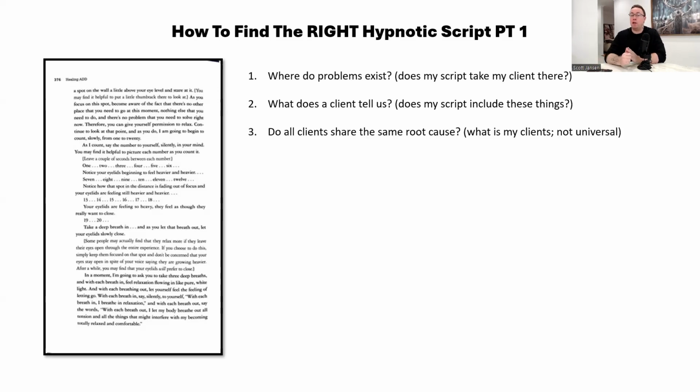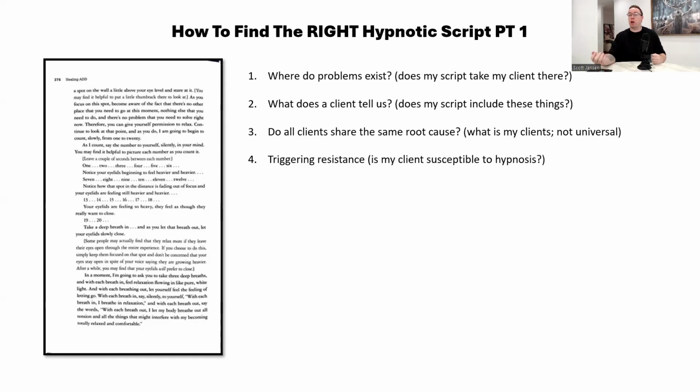Number three, do all my clients share the same root cause? What is my client's root cause? What is their, what we call, unconscious truth? What is the real thing going on, guys, that's not universal? There are a lot of mentors out there who say, and this is really a ridiculous statement, that all problems exist because of X, Y and Z. Like all problems exist because of childhood trauma. That might not be the case with all your clients, because not all clients are going to be the same. So does your specific script help your client's problem, which is not universal? Remember, all clients are different. It can't be a universal thing.